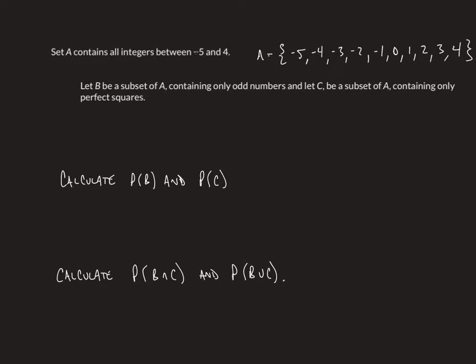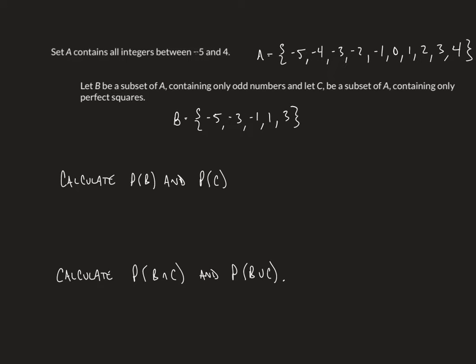So it's good that we're going to have 10 numbers to work with here. We're going to get some nice fractions. And then they say let B be a subset of A containing only odd numbers. So it wouldn't be a bad thing to write that out just to organize our thoughts. So all of the odd numbers in group A are -5, -3, -1, 1, and 3.